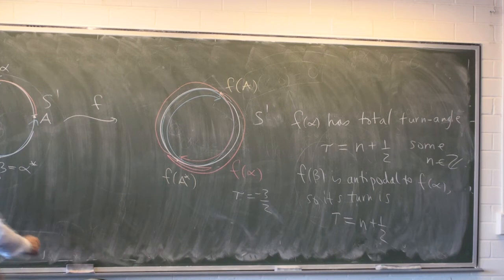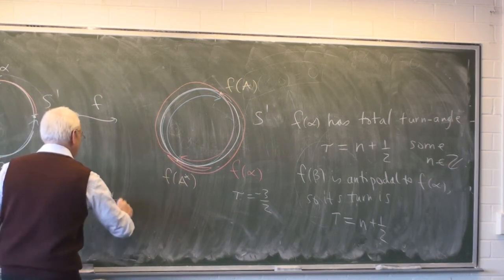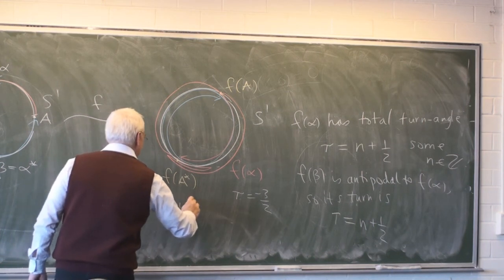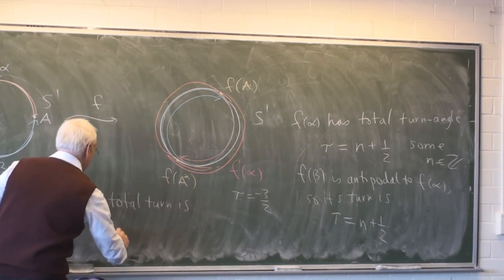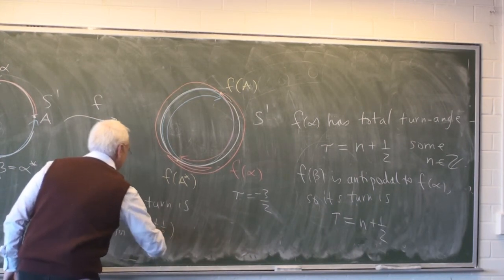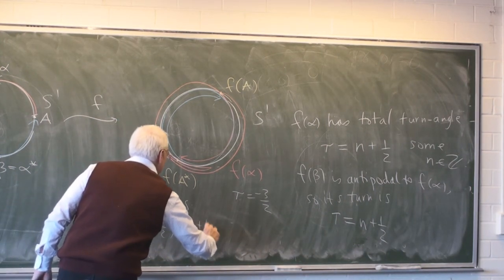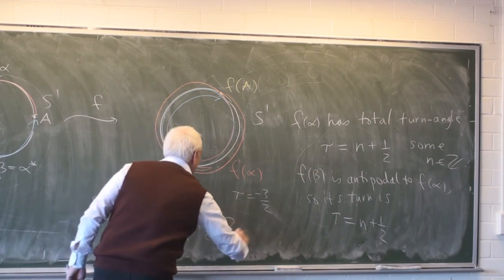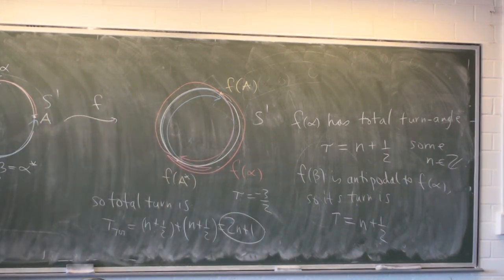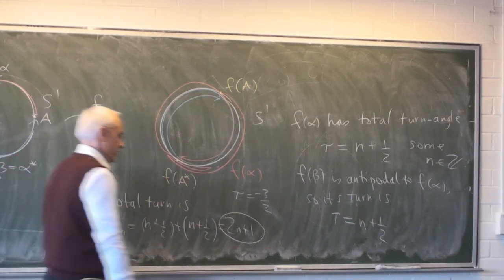So if we put these together, the total turn is tau total. It's n plus a half plus n plus a half. That's 2n plus 1. That's odd.